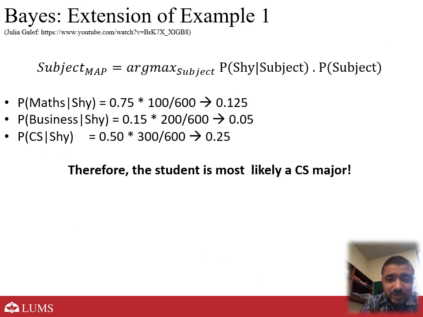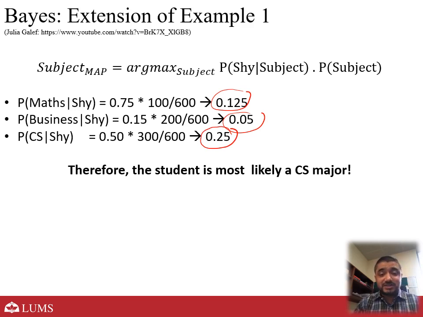So it's 0.125 for math, 0.05 for business, and a very high 0.25 for CS. So therefore the student is most likely a CS major. So now you've seen your first example of doing a single label classification in three classes. So you just picked out the most likely hypothesis, given obviously the prior as well. All right, let's move on.